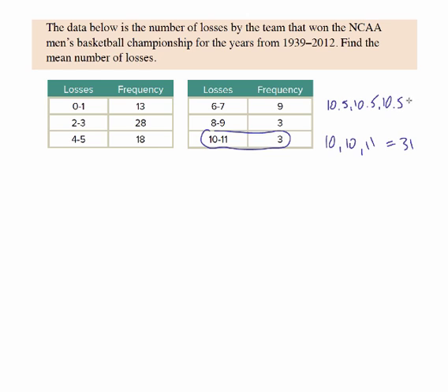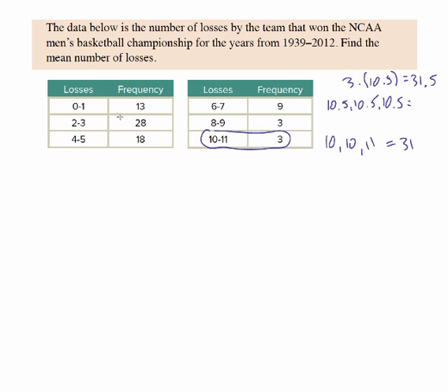Now we know that can't happen in real life, but we're just averaging here, in which case we would do 3 times 10 and a half, which would be the same thing as adding 10 and a half 3 times, and we get 31 and a half. That would be the number of losses we'd be adding for those 3 teams.